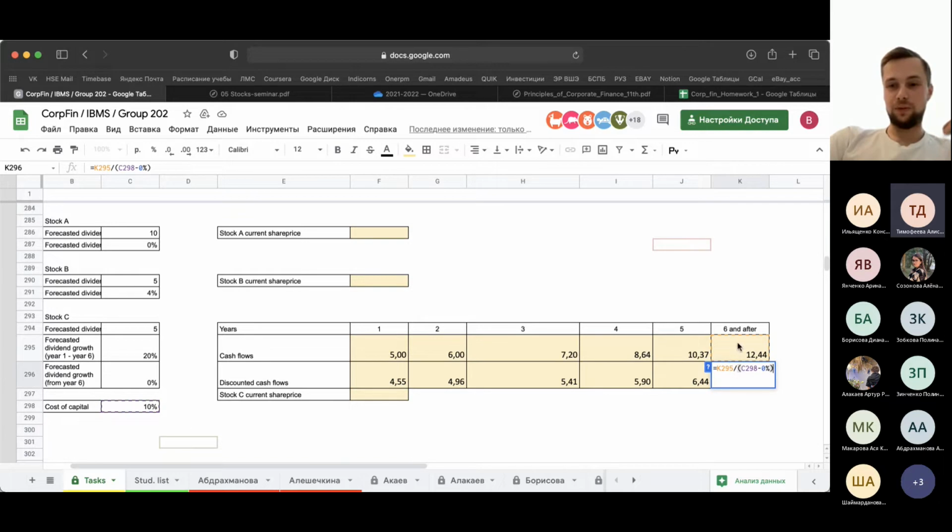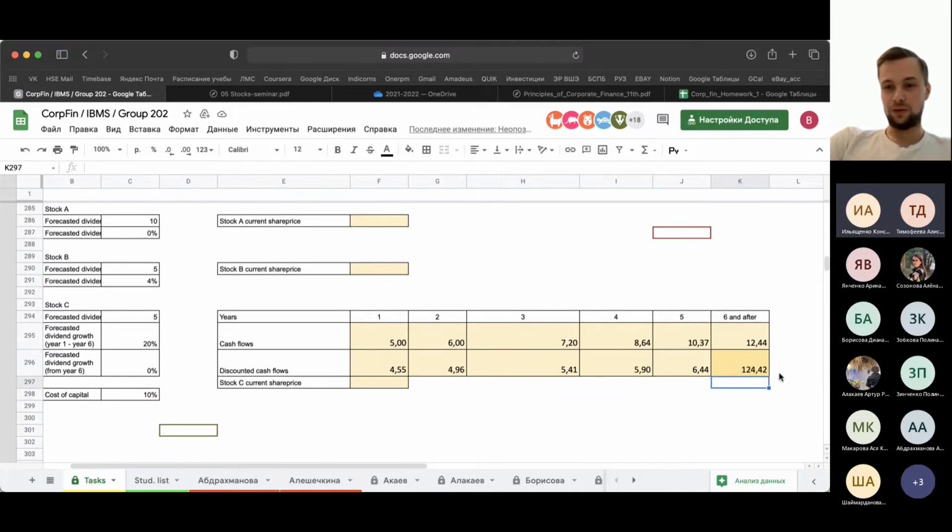So, for example, we take this dividend in perpetuity, divided by our cost of capital minus the growth rate. What do we get from these calculations? What is this 124 about? So it's the present value of the stock which will pay dividends of 12.44 in perpetuity. But this is the value at the end of year 5, right?